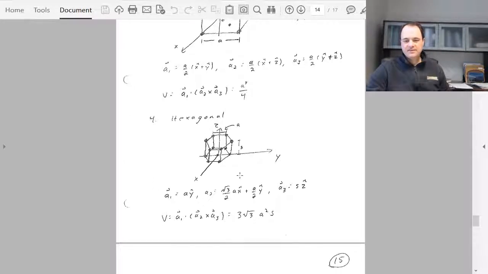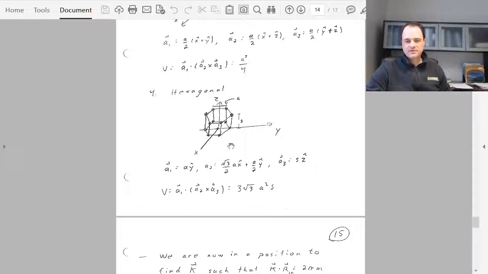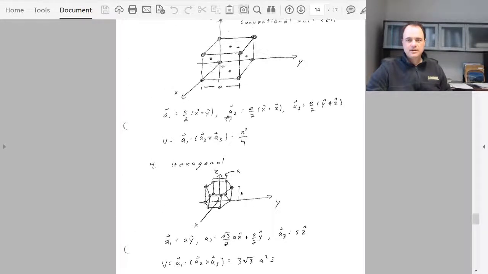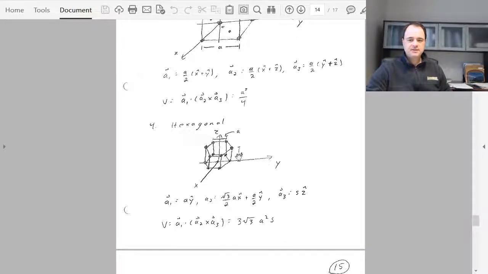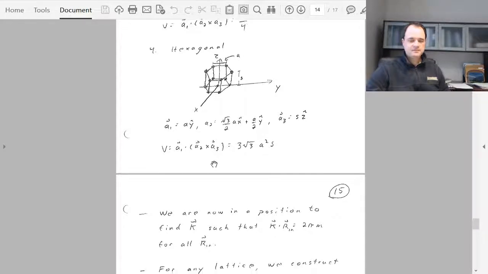And then finally, the hexagonal is one. Gallium nitride, for example, has this. So examples of what crystals have this: silicon, diamond, and gallium arsenide have an FCC lattice. Gallium nitride has a hexagonal lattice.